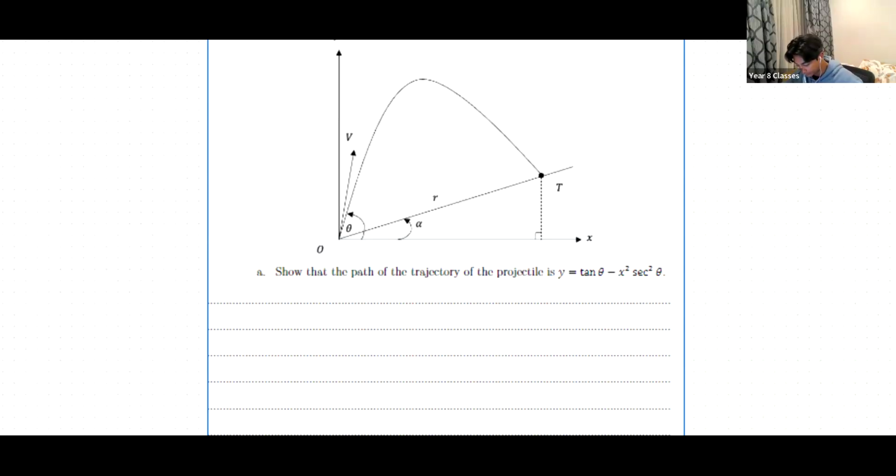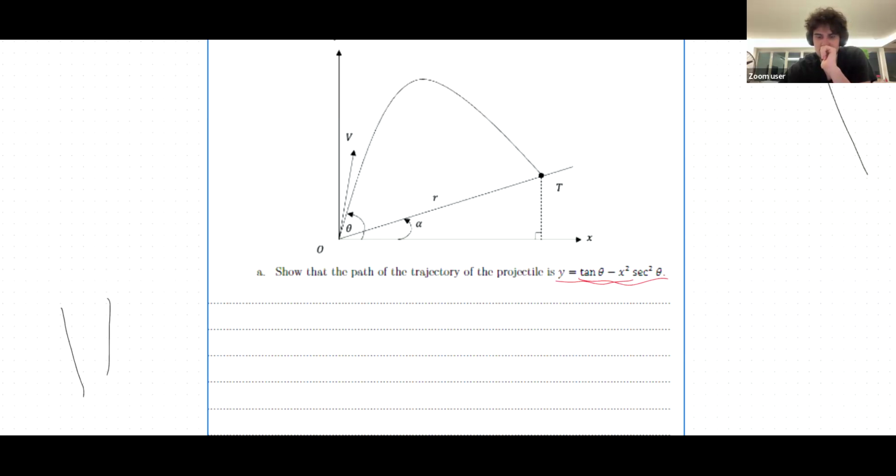But for the first part of the question, where you're just looking at the trajectory of the projectile, I think it's separate to the inclined plane. You don't even need to consider the inclined plane in part A. Yeah, I don't think so. So what's the path of the trajectory?